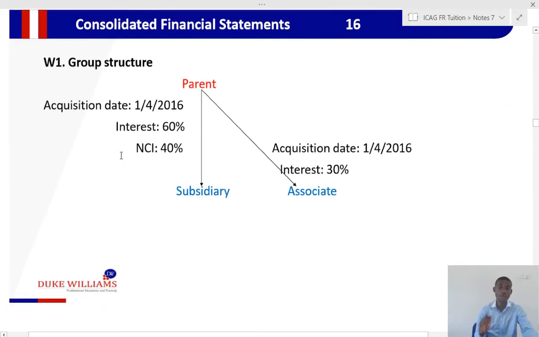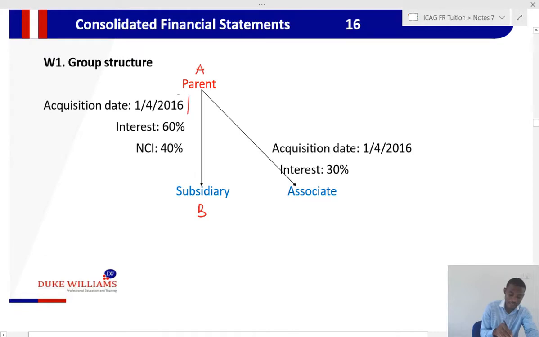So the group structure, workings 1, we need to draw it up and it will give you a good focus as you are consolidating, even though marks will not be awarded. Now, the group structure indicates the relationship between the parent and the subsidiary. So the group structure indicates the controlling interest. So here, if we have entity A, who is the parent, and entity B, who is the subsidiary, entity A has 60% interest in B. And what it means is that the NCI, who are the minority, have 40%.